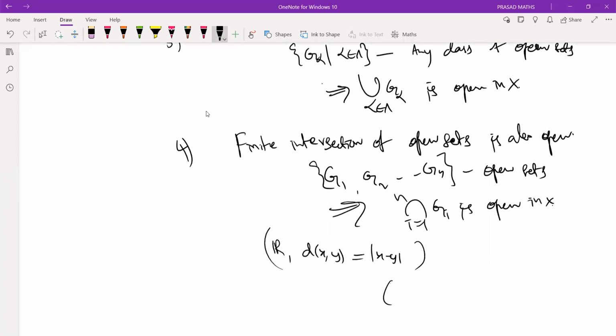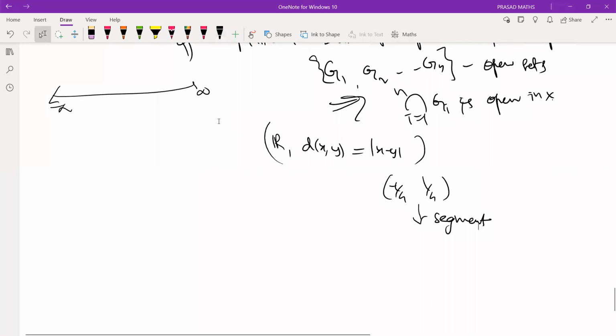Why? Because each interval from minus 1 by n to 1 by n is an open segment. According to Rudin's language, this type of interval, the open interval (a, b), is nothing but a segment, minus 1 by n to plus 1 by n. So every point is an interior point.